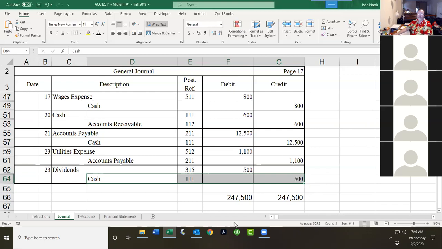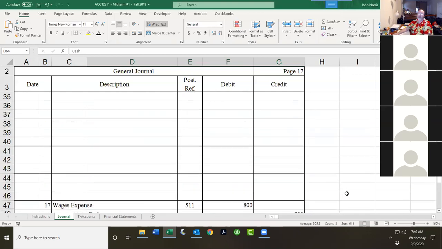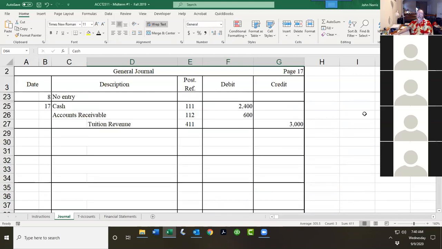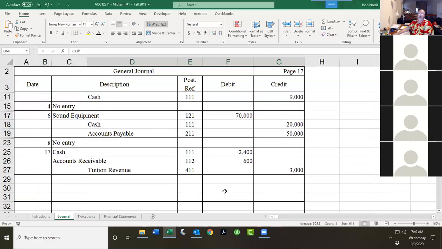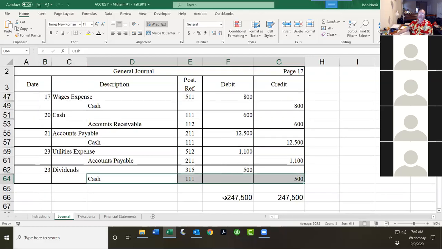Was that an accident that you had that big gap? Yeah, see, this sheet here is what I would hand out in class, and you would write the debit and credit within these boxes. And so I've got enough rows here for you to be able to do that, so that's the way it turned out.